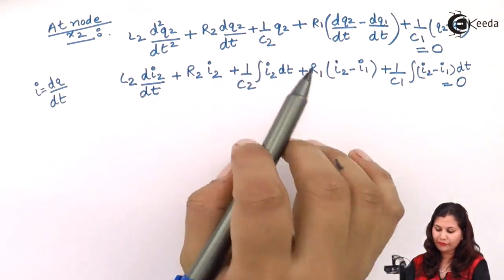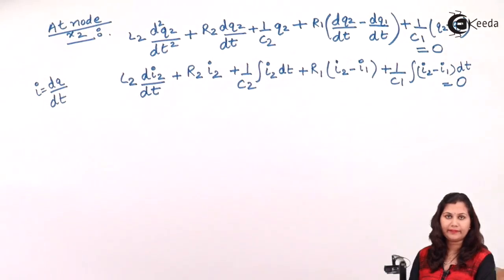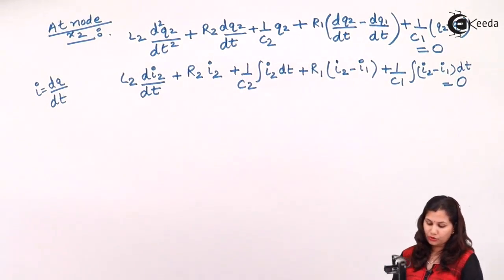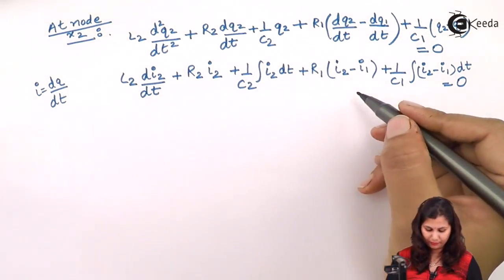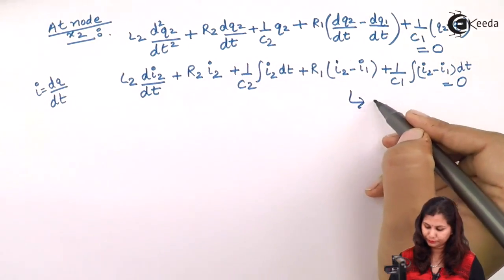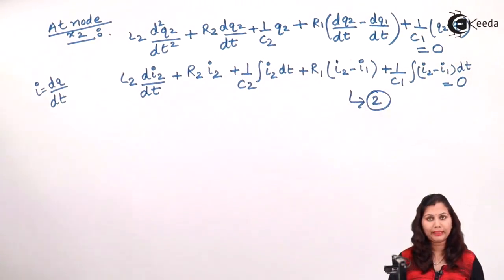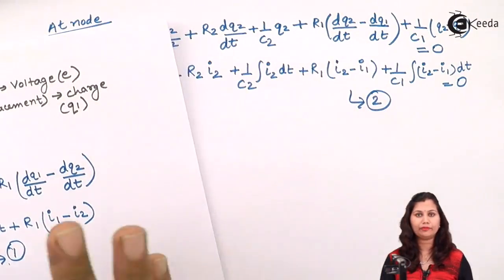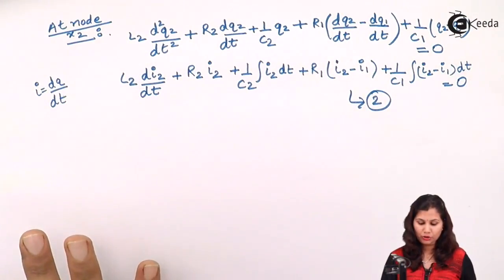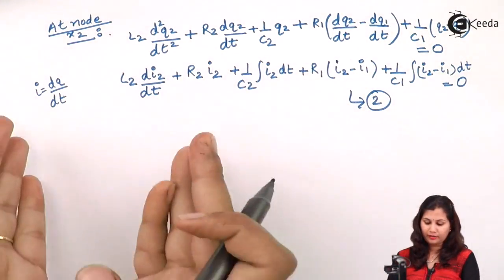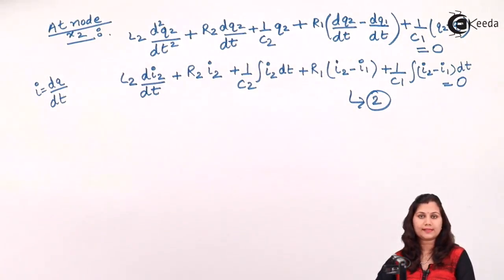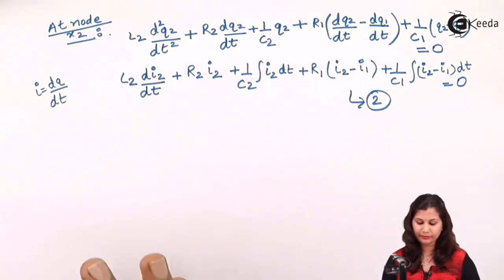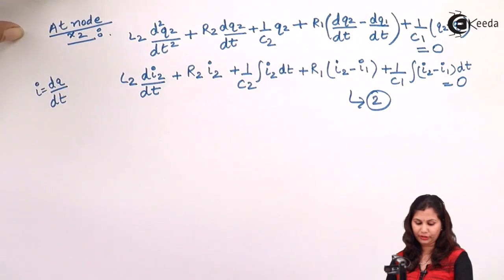Okay, so we have replaced all the variables with their respective analogs. So this is our equation number 2. We have obtained both the equations for node x1 and node x2 in the force voltage analogy. So this is the conversion, or the analogous system, of that mechanical system in the force voltage analogy. Now we will find out the analogous system using the force current analogy.